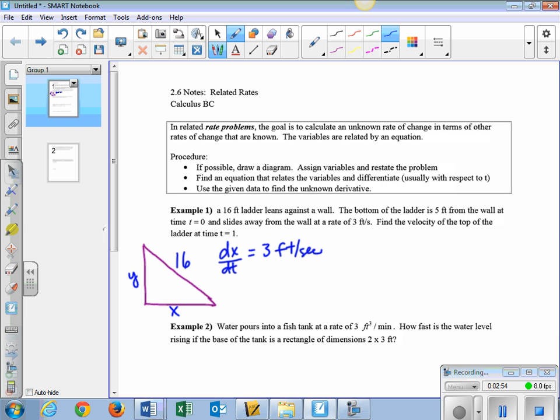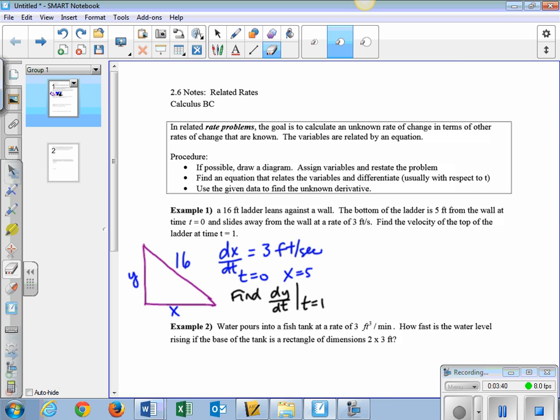Okay, we also knew that at time t equals 0, the ladder was 5 feet from the wall, so x would be equal to 5. It says find the velocity of the top of the ladder at time t equals 1. So what I'm trying to find, let me write that in maybe a different color, is my dy/dt at t equals 1. I have taken up all the space that I have right now. Let's see if I can write this down here. Find dy/dt at t equals 1. Okay.